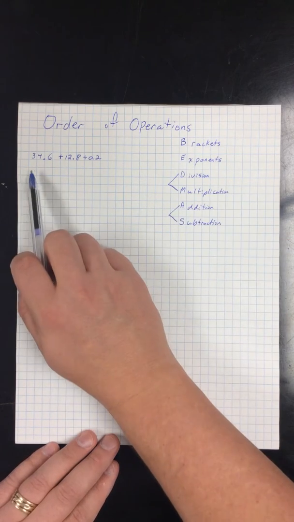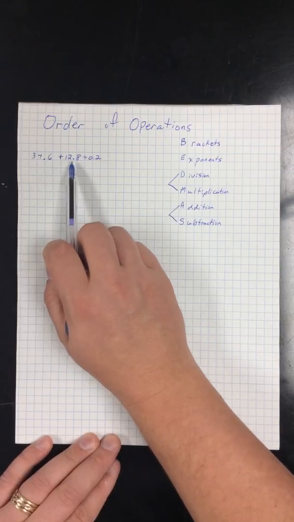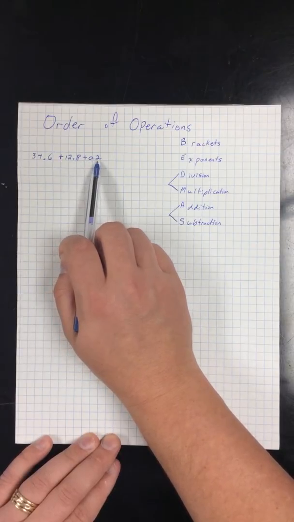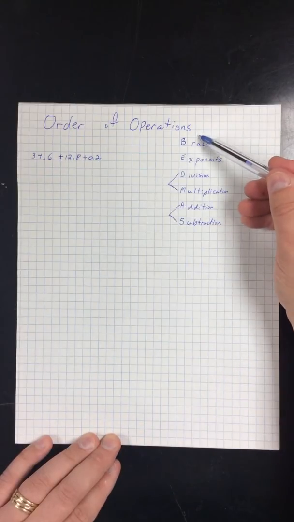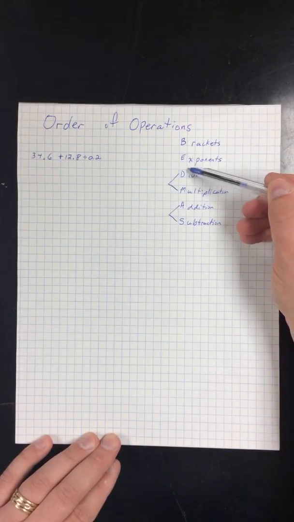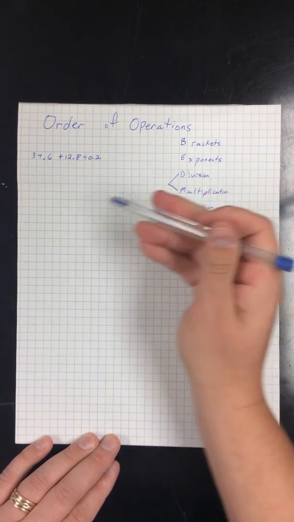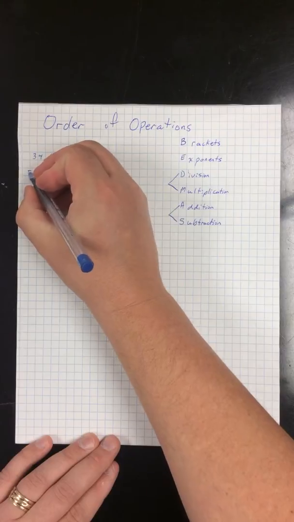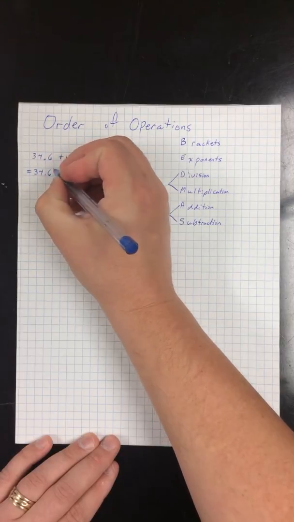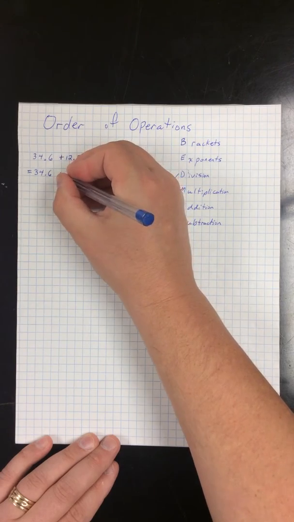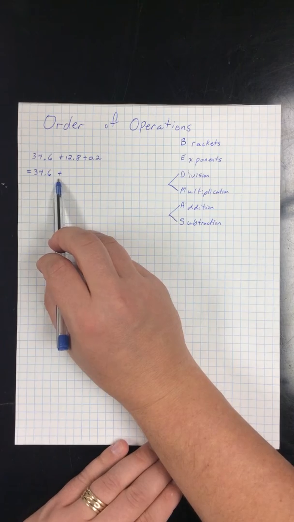So my example question, 34 and 6/10 plus 12 and 8/10 divided by 2/10. I see addition and I see division. As I go down my acronym, I see division and addition, which means I'm going to do division first. I'm going to start with an equal sign, and any term or operation I'm not working with, I'm just going to rewrite. So 34.6 is just going to stay the same.